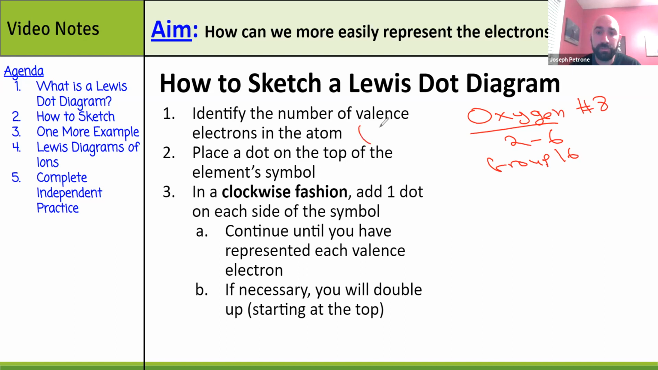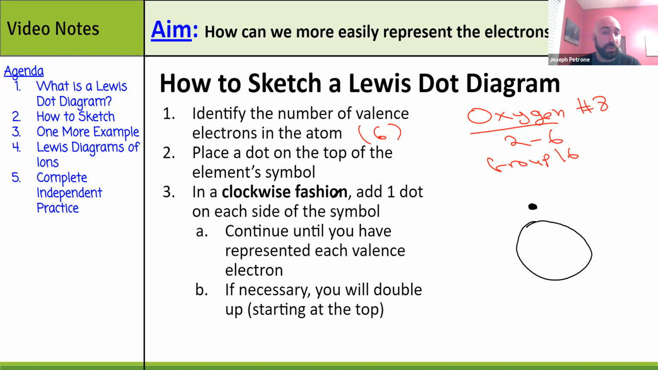I'm just going to note that here. 6 valence electrons. So now that we've determined that, we're going to write out the symbol for oxygen, which is just O. And then we're going to place a dot on top of the element symbol, and that is going to represent one of the valence electrons. I'll put a dot up top here. And this represents one of the valence electrons. And we're starting from the top here.